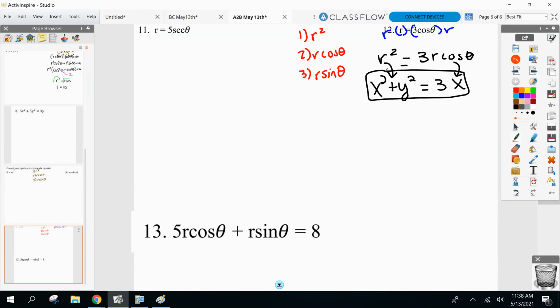While you're here, guys, can you please cross off number 11? I am not going to give you any secants or cosecants tomorrow. You're welcome. All right, so no secants or cosecants tomorrow.